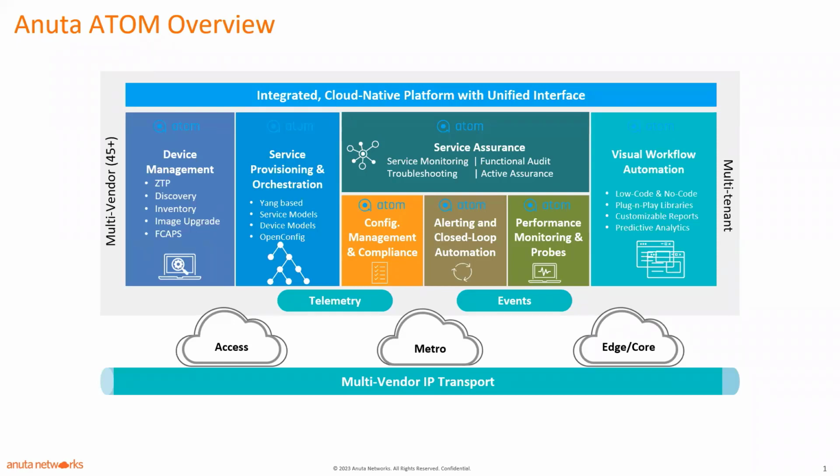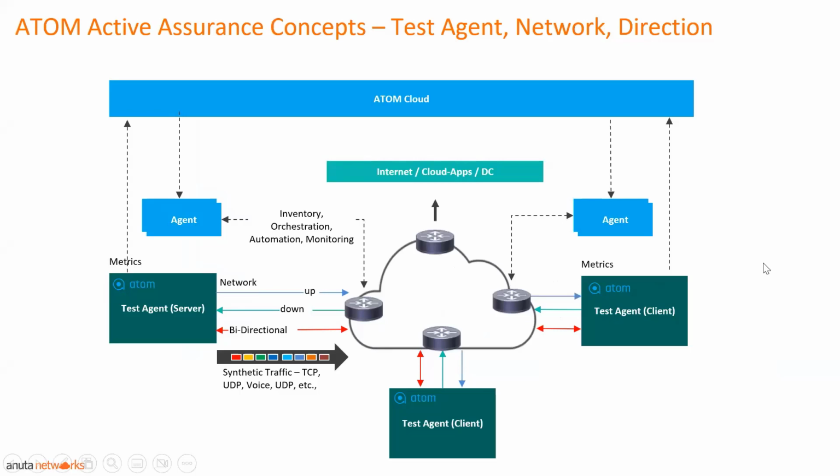Anuta Atom is a composite network automation solution that is capable not only of detecting service degradation, but also capable of monitoring, alerting, and taking remedial actions as and when required. Atom ASA test suite consists of test agents and a test server.